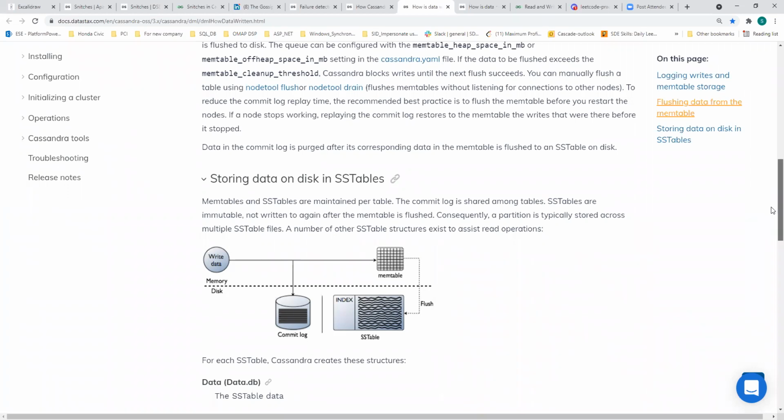If there is one commit log for all tables, will that not be a bottleneck? That's why I said you have many commit logs, which we call segments. I was thinking like that. But you're saying only one commit log for all the tables, right? Yeah, that is what it said here. Maybe there is another thing inside the commit log, and there might be more details about it.